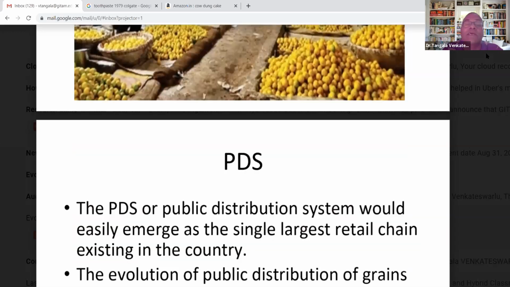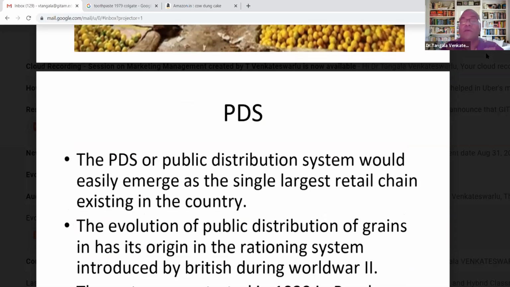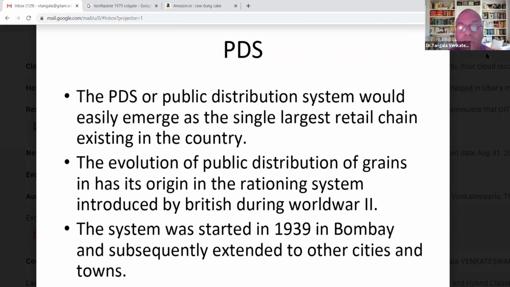So next is established formats. All of you know what is PDS? Did you do a social project till now? Social project. Yes, sir. Some of you might have chosen PDS. These are called ration shops, fair price shops.